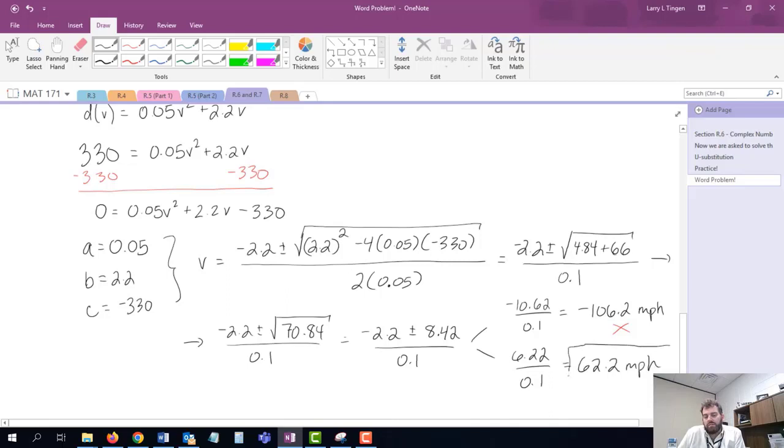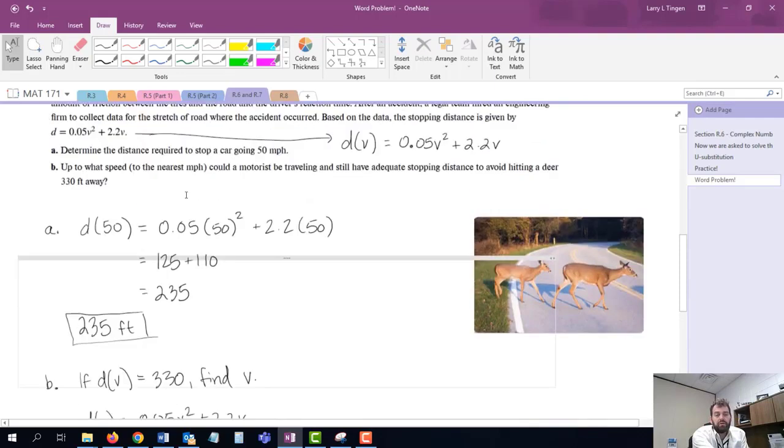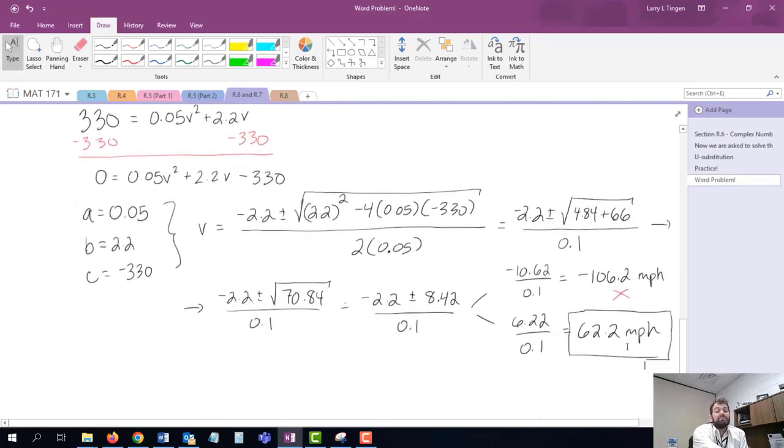Now, does this answer make sense? Well, let's think about what we know from the problem. The problem told us in the last part that if I was driving 50 miles an hour, it's going to take me 235 feet to stop. If I'm traveling faster, do you think it's going to take me farther to stop? Yes. And this is saying to stop in 330 feet, I could be going all the way up to 62.2 miles per hour.